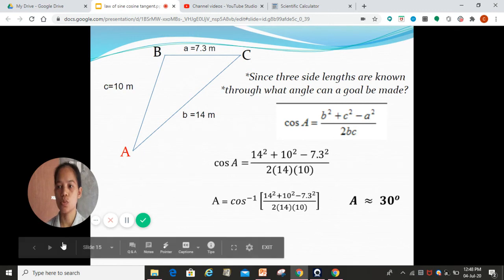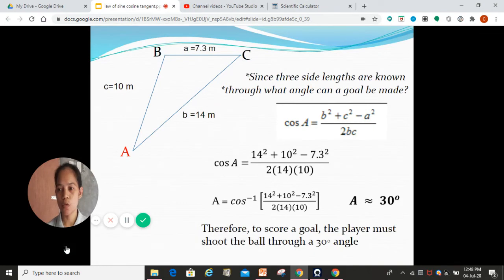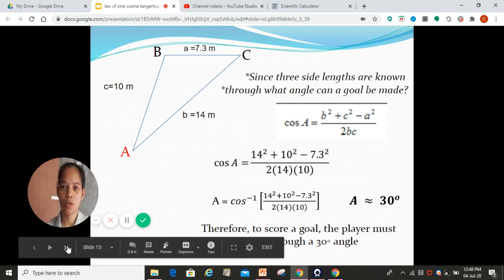Since it's a word problem, it's a must to answer your question through a conclusion. We can say that to score a goal, the player must shoot the ball through a 30-degree angle. So for those soccer players, maybe you can take this into consideration.